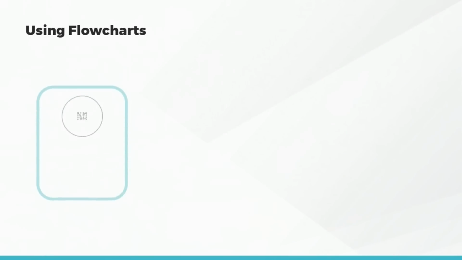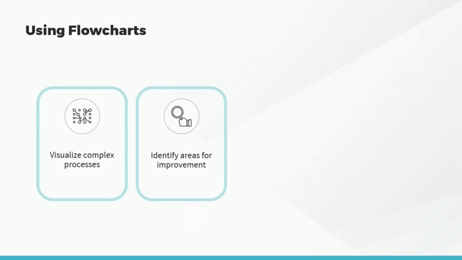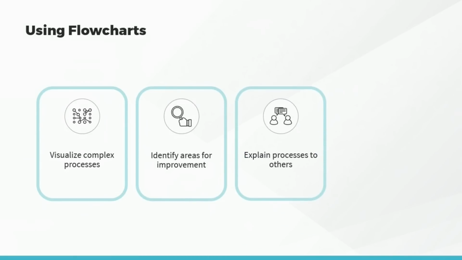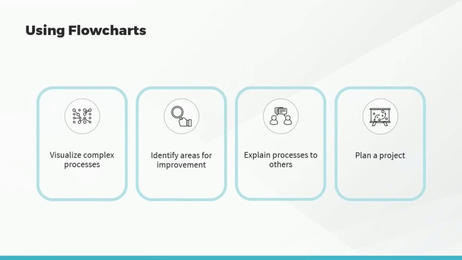Flowcharts can be useful in just about any situation where there is some kind of process that needs to be visualized, particularly if that process is very complex, which can often be the case in developing software. For existing processes, a flowchart can help to identify areas of improvement, or they can be used to explain the process to others for training purposes, or to plan a new project from scratch, whether it be part of developing new software or updating and refining existing applications.